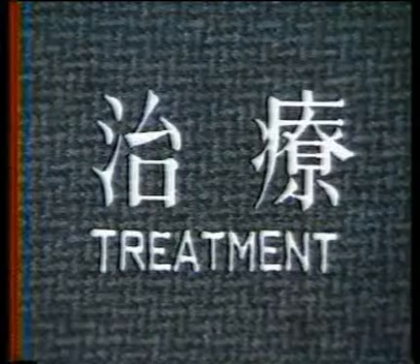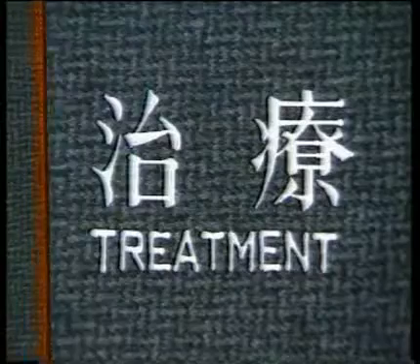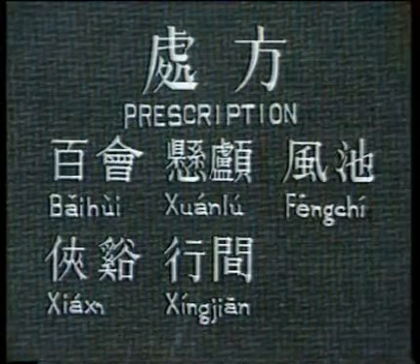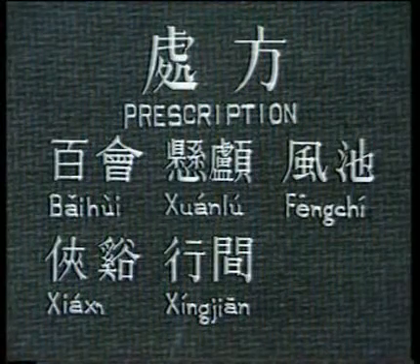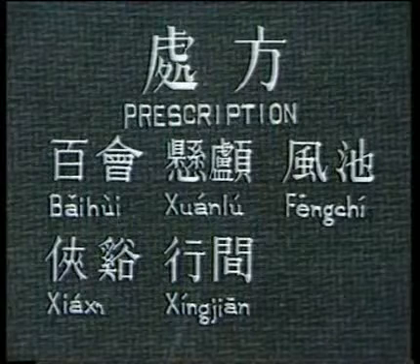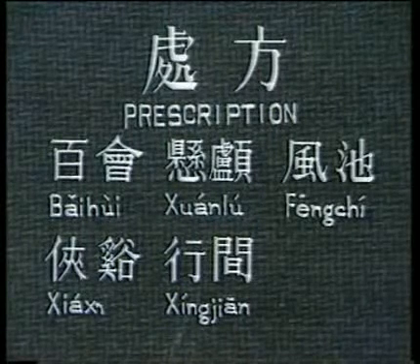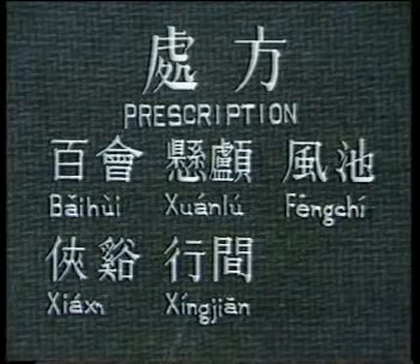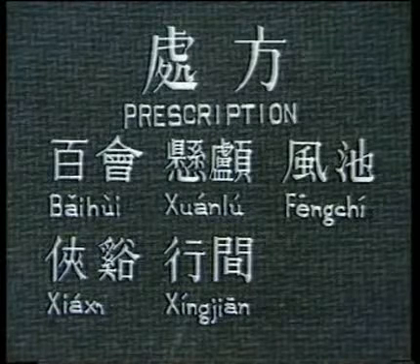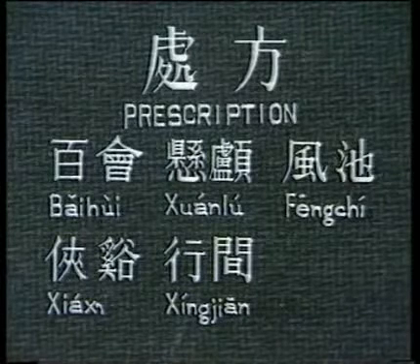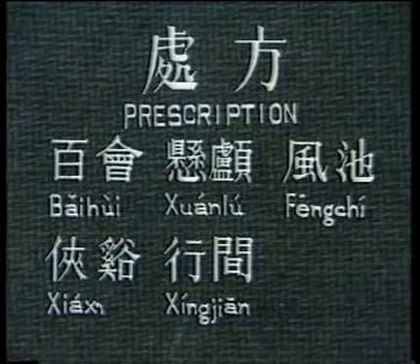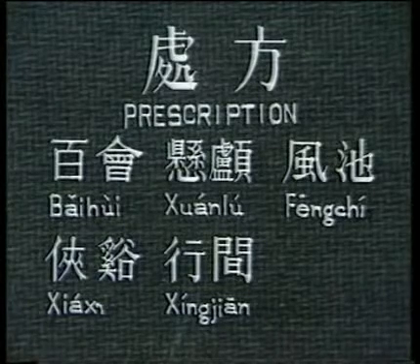For treatment, points Baihui, Du 20, Xuanlu, Gallbladder 5, Fengchi, Gallbladder 20, Xiaxi, Gallbladder 43, and Xingjian, Liver 2, are all needled with a twirling and reducing method to pacify the liver yang.